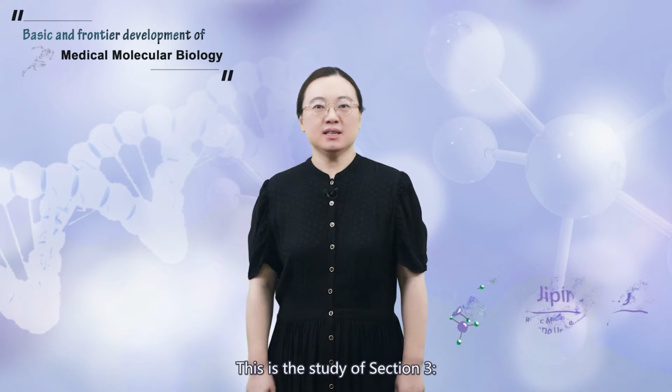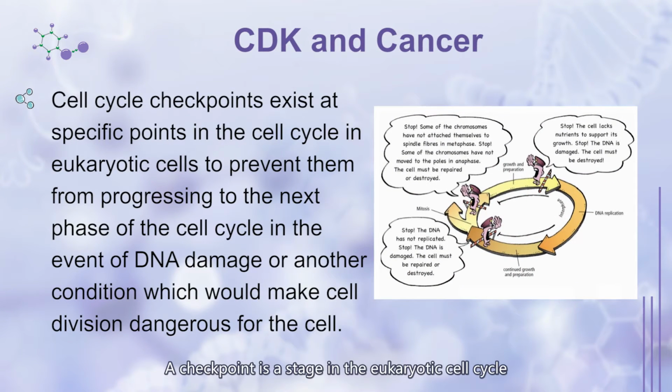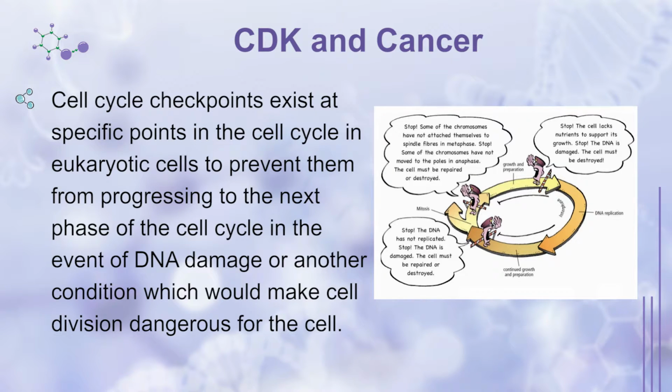Hello everyone, this is a study of Section 3, Regulation of Cell Cycle Checkpoints. A checkpoint is a stage in the eukaryotic cell cycle at which the cell examines internal and external cues and decides whether or not to move forward with division. Cell cycle progress is very critical in each cell, which operates strictly under strong surveillance to prevent mistakes. So, progression of the cell cycle is highly regulated at certain points that are called cell cycle checkpoints.